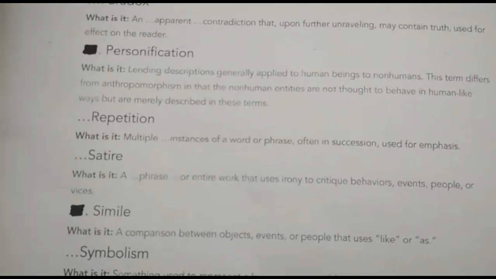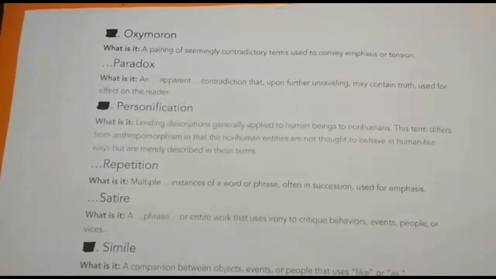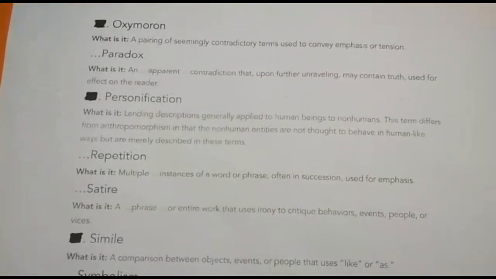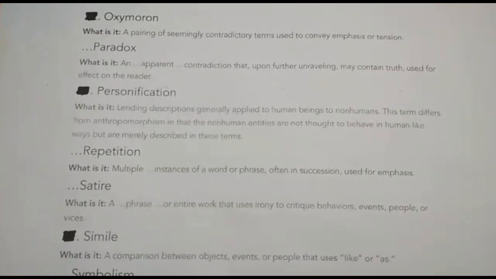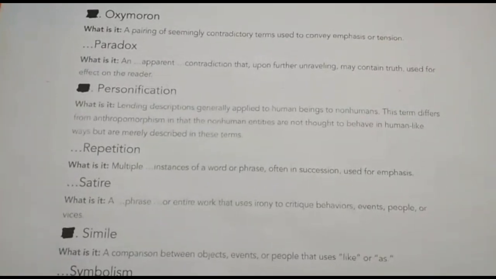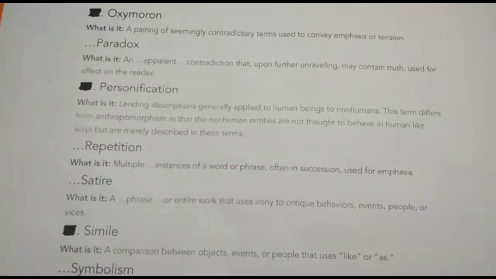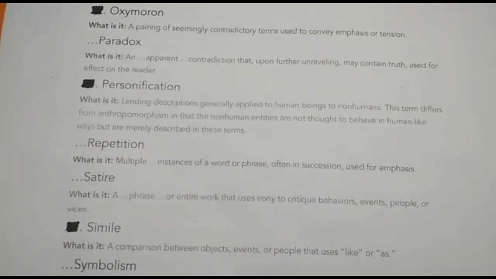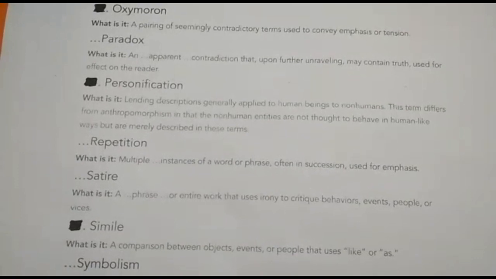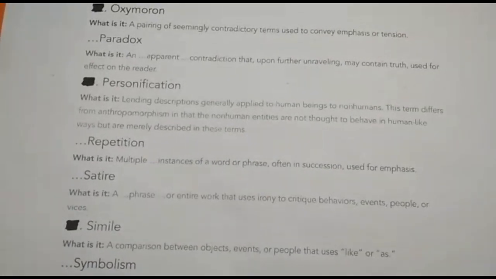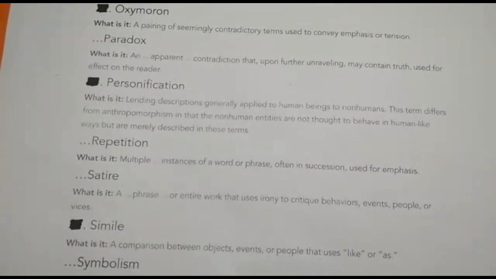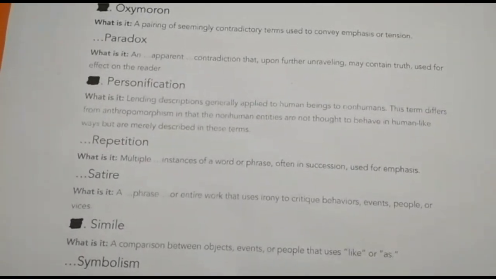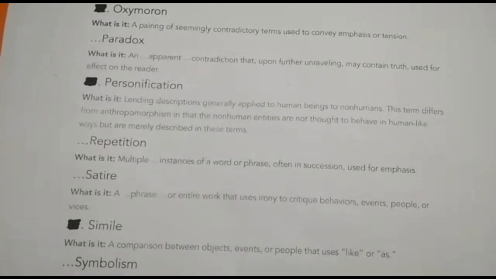Let's see some more poetic devices or literary devices. Next in the list is oxymoron, a pairing of seemingly contradictory terms used to convey emphasis or tension. Next is paradox, an apparent contradiction that upon further unraveling may contain truth, used for effect on the reader. That is known as paradox.